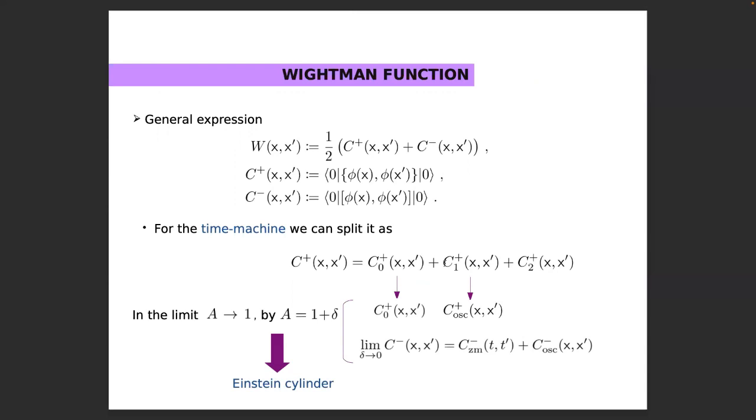That this is the limit of the Einstein cylinder. And in this case, these two-point functions go directly to the ones of the Einstein cylinder, and in fact, selecting a particular state for the zero mode. That was a result that we found in the previous paper, how this deformation of the Einstein cylinder is fixing a state for solving the ambiguity of the zero mode.